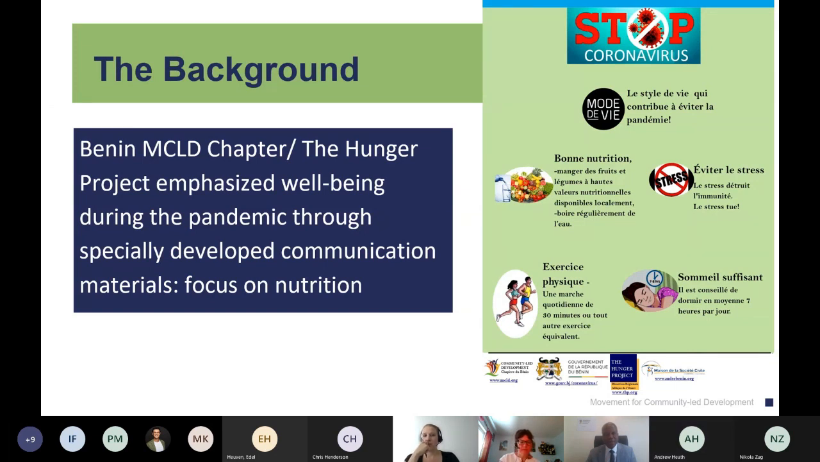And the background of this project is this. The Benin Movement for Community-Led Development chapter has emphasized well-being during the pandemic through specially developed communication tools. And those tools focus on nutrition. And you can see the poster there. They mention especially adequate sleep, right? The last image you can see focuses also on physical exercises. Third aspect, avoid stress. But at the top you can see, we focus on good nutrition, particularly during this COVID-19 time. Next slide, please.